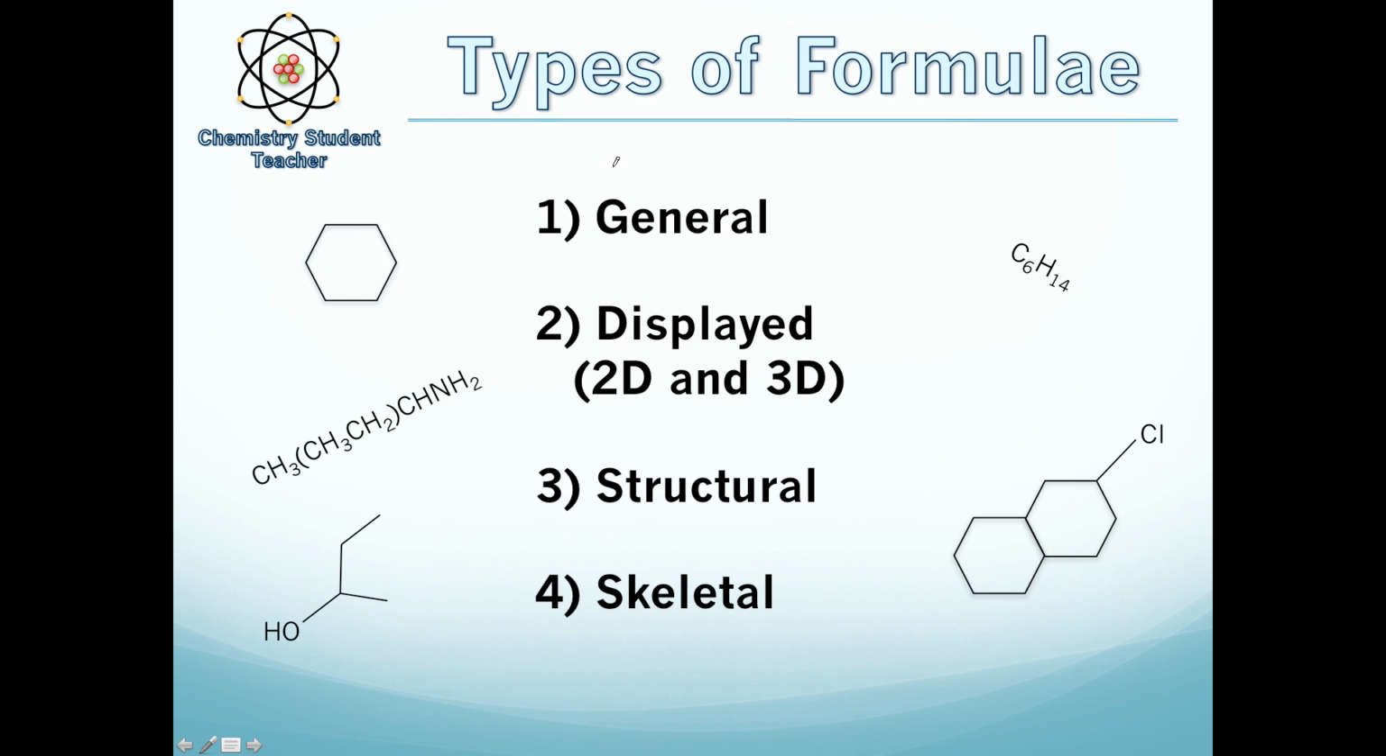In today's video we're going to talk about the different ways of showing chemical structures. So the first one is a general formula, the second one will be the displayed formula in 2 dimensions and 3 dimensions, the third one will be the structural formula, and the fourth one will be the skeletal formula. So these two you would have met at GCSE, and these two, coupled with the third dimension here, is something that you'll cover at A level or equivalent.